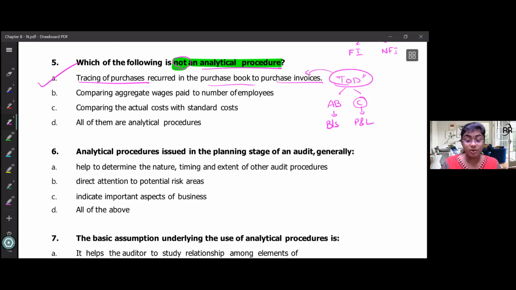But let's read other options too. Comparing aggregate wages paid to number of employees. This is nothing but a reasonableness check, which is an analytical procedure. Comparing actual cost with standard cost, the relationship you are tracing. Here also comparison, so it is analytical. They have asked which is not an analytical. So of course the answer is A.